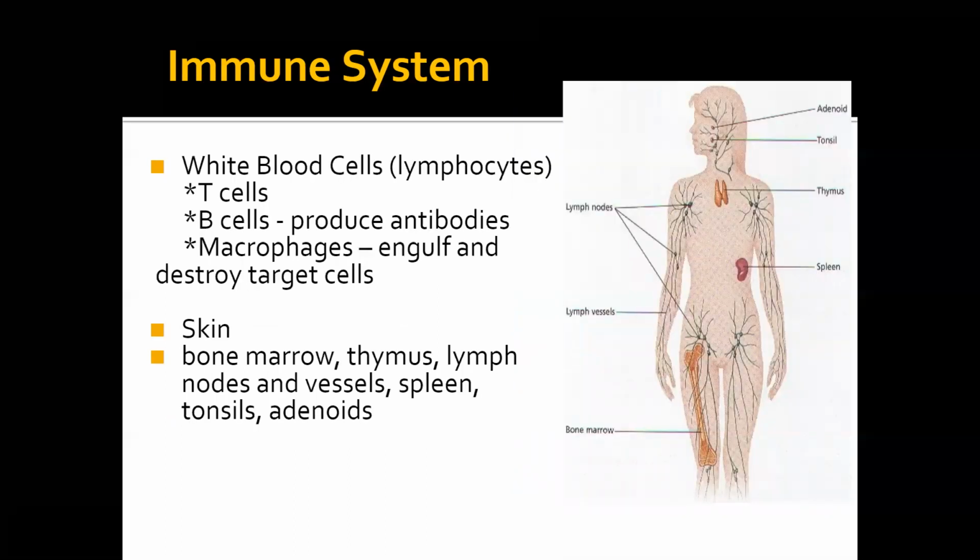Our white blood cells, or otherwise known as our lymphocytes, are going to be T cells, B cells, macrophages. There's a few other types of white blood cells, but I'm not going to get into that. Macrophages are going to be the cellular eaters of your immune system. They physically consume pathogens and destroy them. Your skin, your bone marrow, your thymus, your lymph nodes, your lymph vessels, your spleen, your tonsils, your adenoids, those are also going to be part of your immune system as well, having different functions.